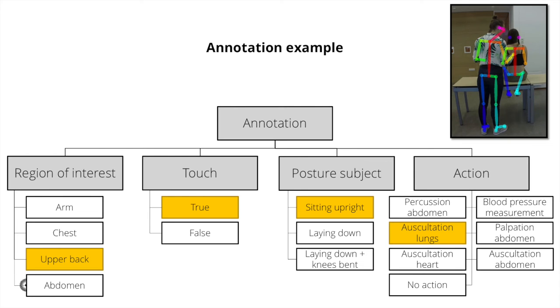An example of how the videos were annotated is shown here. The region of interest is the upper back. The general practitioner is touching, the patient is sitting upright, and the action being performed is auscultation of the lungs.